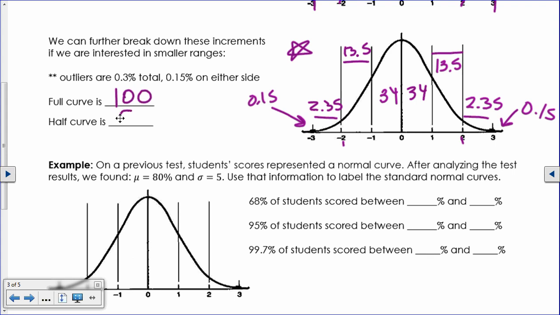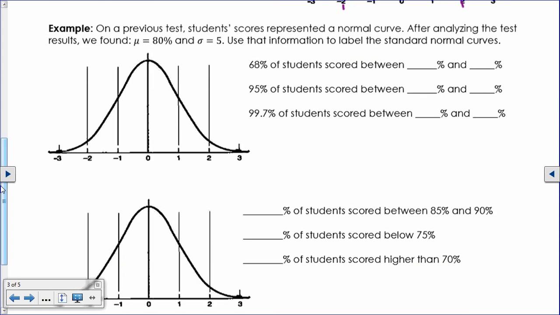50. Okay. So the way that we're going to use the empirical rule is they're going to give us some data, and they're going to ask us what percentage of the data falls between here and here. And then you just look at the picture and add the pieces together. That's all you do for the empirical rule. So here, they gave us some information. On a previous test, student scores represented a normal curve. After analyzing the test results, we found that the mean was 80 and the standard deviation was 5. We're going to label the curve and then answer these questions.